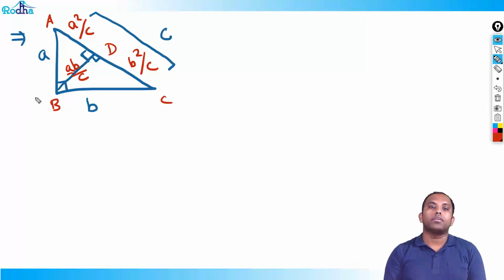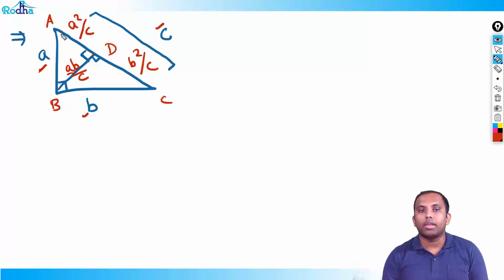Okay, you'll remember this result. As a result of similarity only, all these three pairs of triangles will be similar, and you'll get this result. Very important result, right? And directly write this is A, this is B, this is C. This is very easy to remember also. This is A square by C. This is AD. I'm talking about AD. AD is A square by C. CD is B square by C.